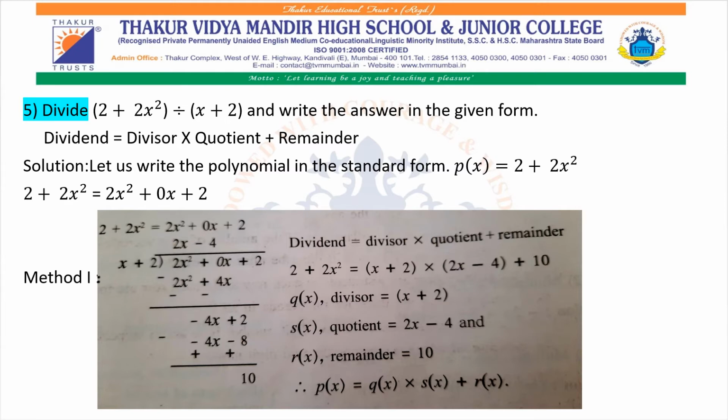Now we are going to write it in the standard form. Standard form means we have to write the missing terms as well. So 2x square plus 0x plus 2, that is the standard form. Now we are going to divide it by x plus 2. So when we are dividing 2x square by x, the answer is 2x.